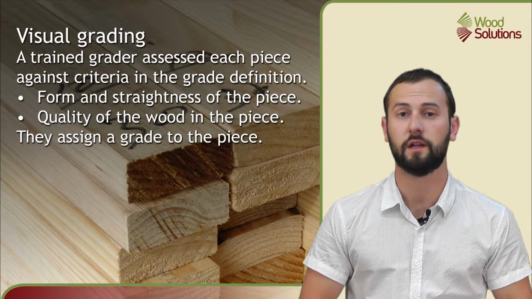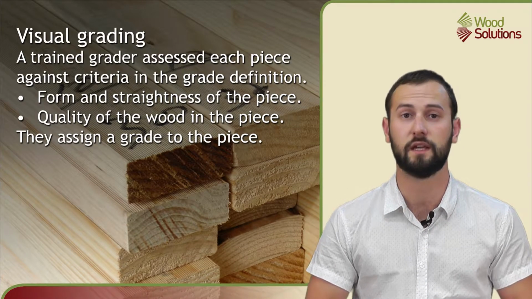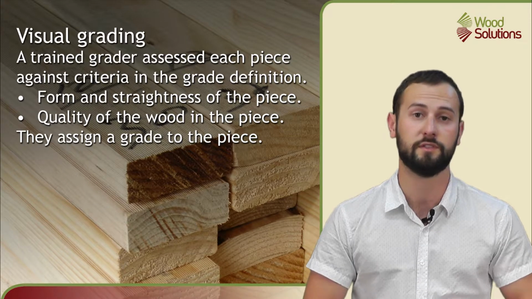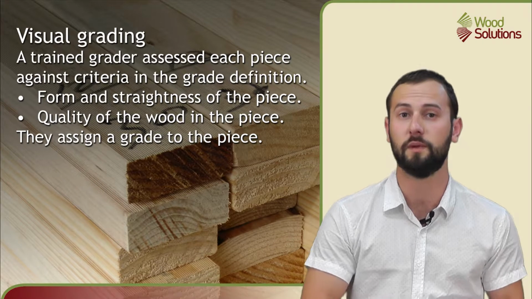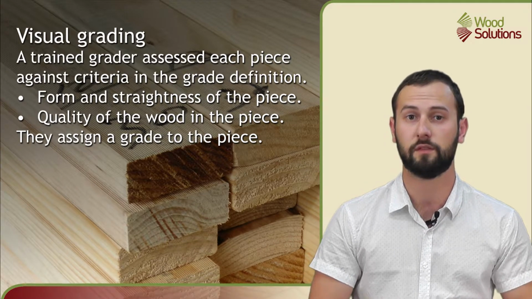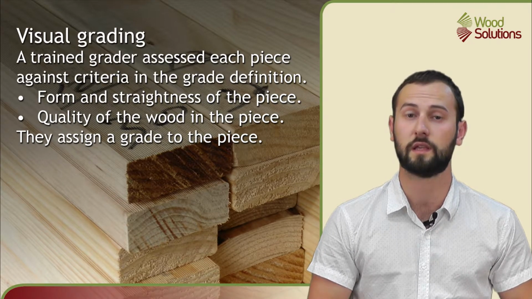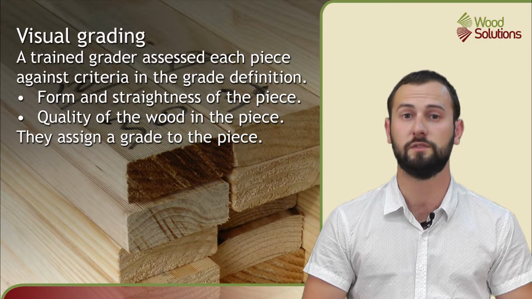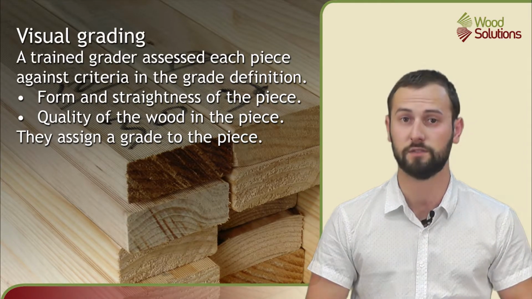In visual grading, a trained grader examines each piece and assesses its characteristics against the criteria in the grade definition. This usually involves an assessment of the form and straightness of the piece, and the quality of the wood in the piece. The grader then marks the board with a grade. Either seasoned or unseasoned timber can be visually graded, and it is used to grade timber and wood products for both appearance and structural applications.